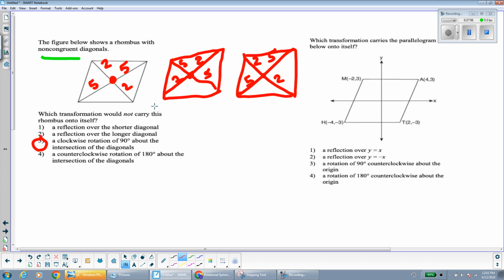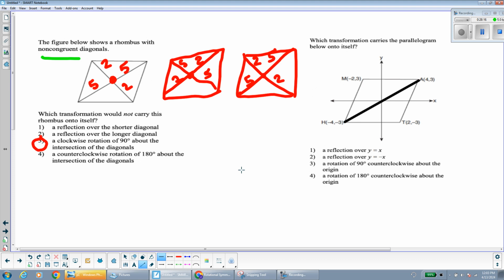And finally, one more. And this one is which does carry the parallelogram onto itself. So not which one does not. This one is which one does. So the first answer choice is a reflection over the line y equals x. The line y equals x looks like this, and that is a line of symmetry. The line y equals negative x looks like this, and that is a line of symmetry here.